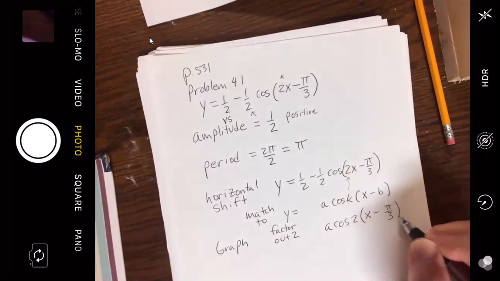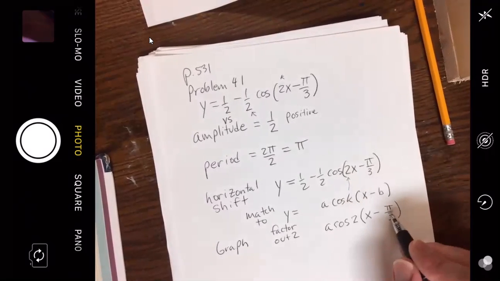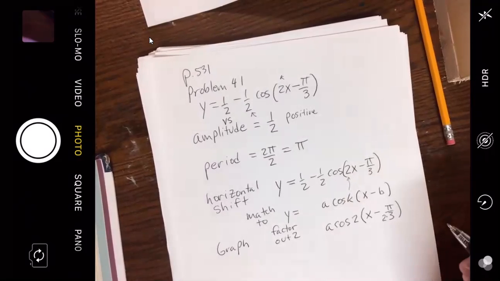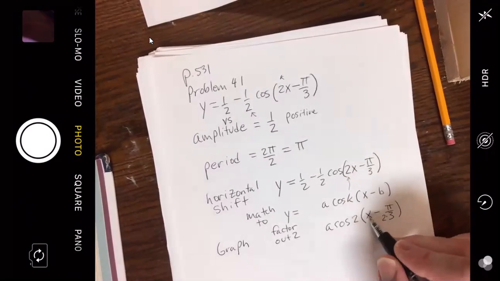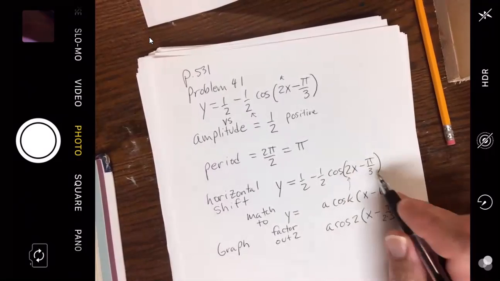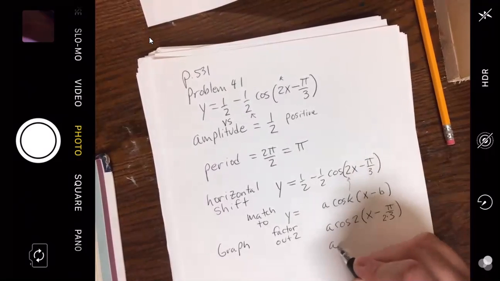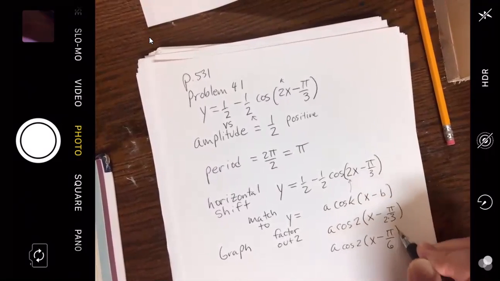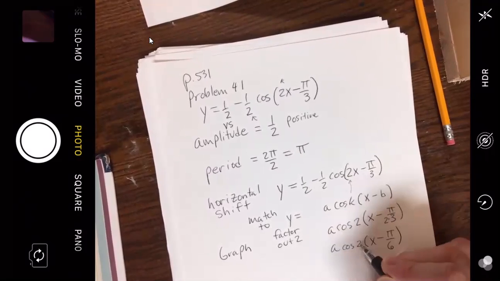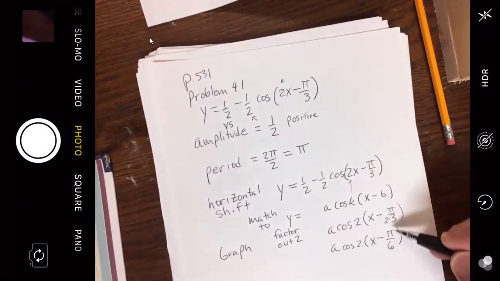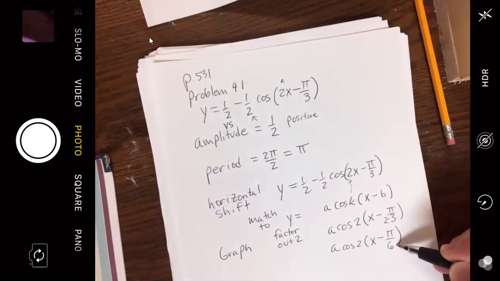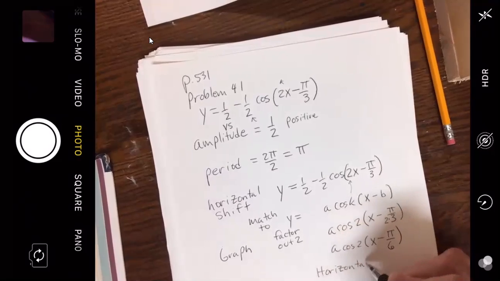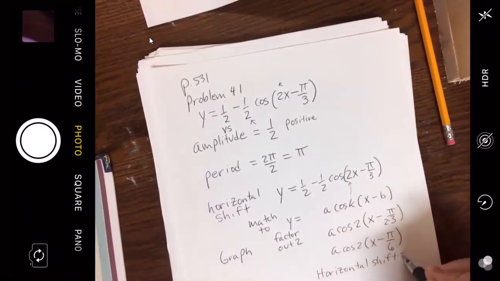But you see, I got to be able to multiply the 2 back. If I do it just like this, I'd get a 2 pi over 3. Not the 2's got to divide down here. So I get a 2x, and then 2's cancel, leaving the pi over 3. So I get an a cosine of 2, and then an x minus pi over 6. Now that matches your k is 2, and the b is pi over 6. That's your horizontal shift. Horizontal shift is pi over 6.